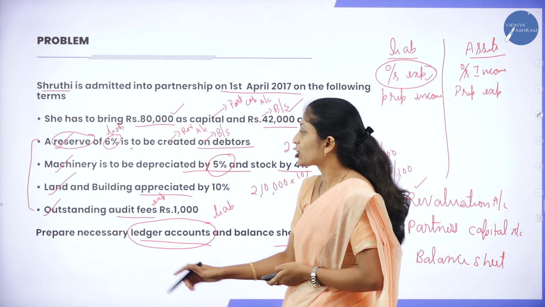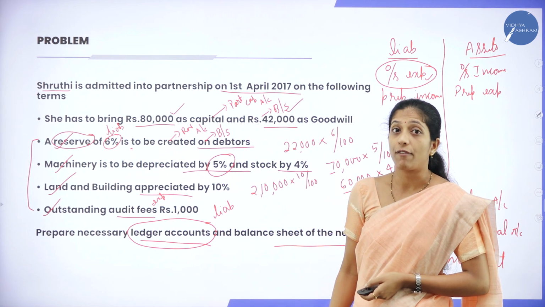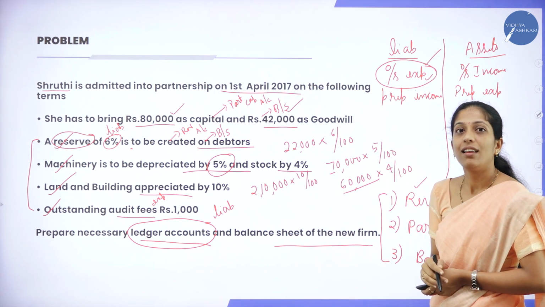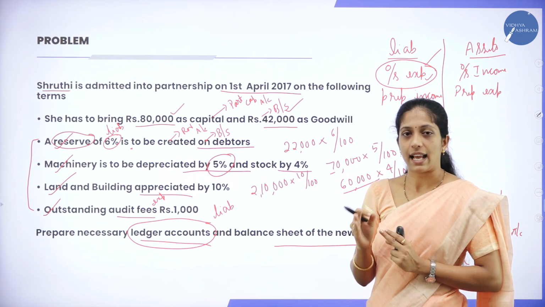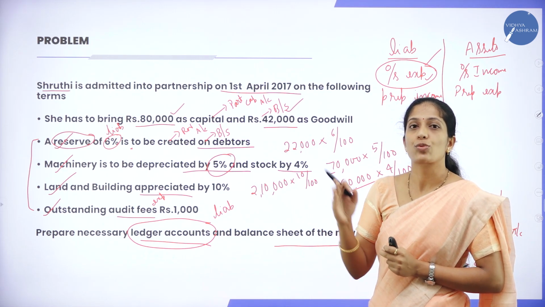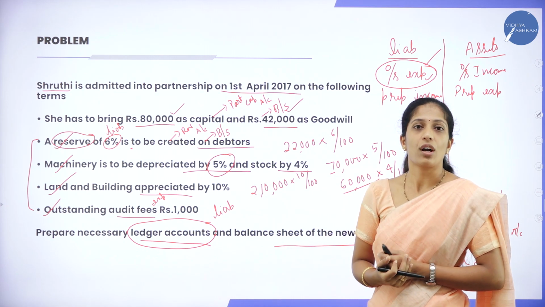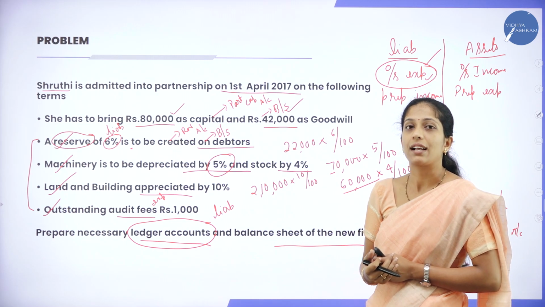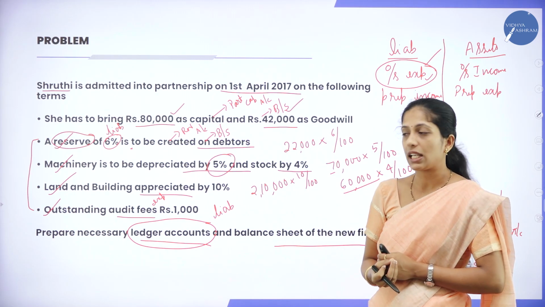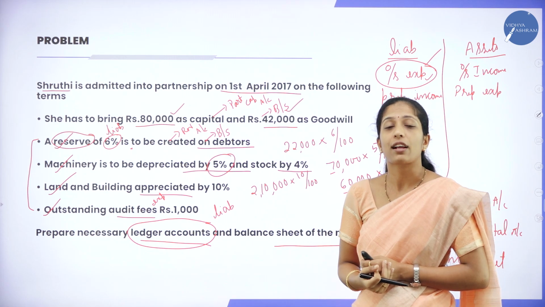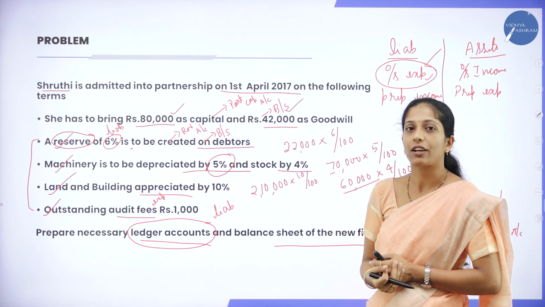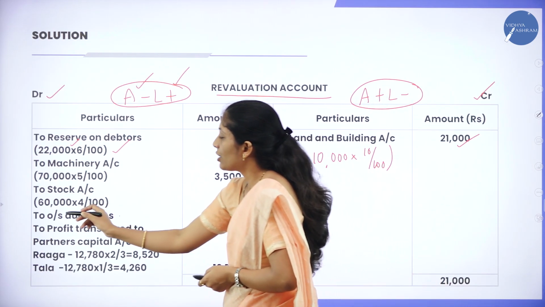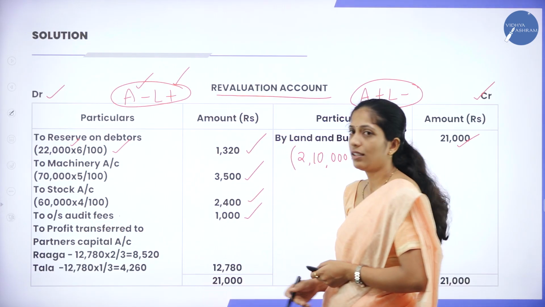In the same way, go to the next one, outstanding audit fees. I have already told you. We have identified outstanding audit fees as what? Outstanding audit fees is an expense, and outstanding expense is a liability. Since they have not given it in the balance sheet, but a new liability has been created during the admission of a new partner, in the sense that liability has increased. That is nothing but unrecorded liability. Where do we record unrecorded liability? On the debit side of the revaluation account, how much? 1,000. So, to outstanding audit fees 1,000.